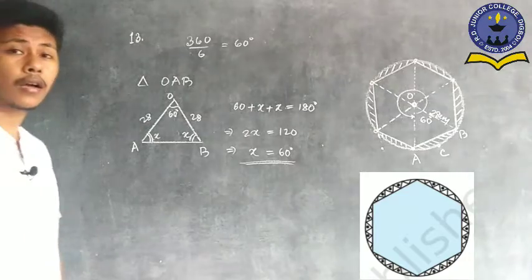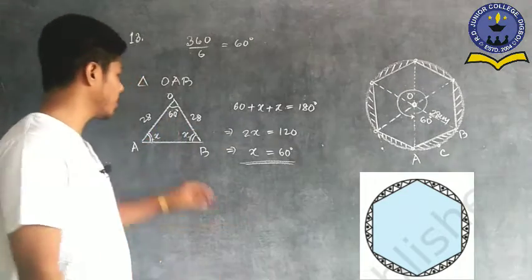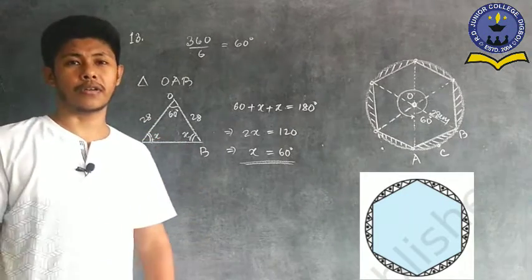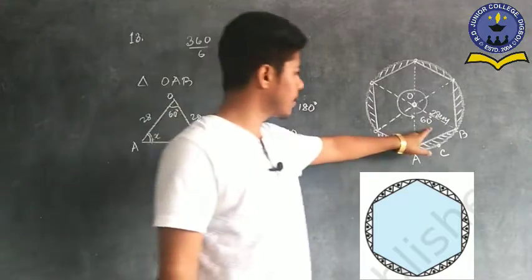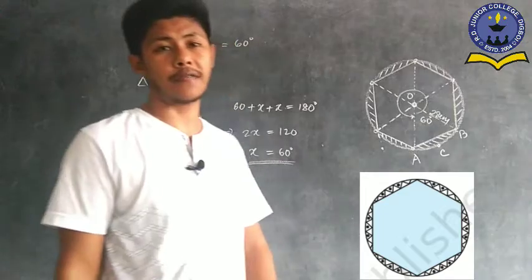Is it clear? I think all of you understood this one. So 60, 60, 60, all are 60. That means what type of triangle is this one? This one is an equilateral triangle. So if this is an equilateral triangle here, we have to find out the area of this equilateral triangle first of all.